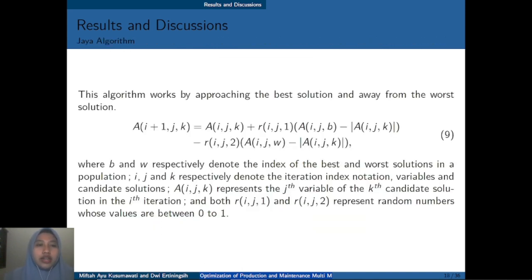Okay, next is the Jaya algorithm. This algorithm works by approaching the best solution and moving away from the worst solution. The value of each gene in each selected chromosome will be updated with the formula in equation 9.